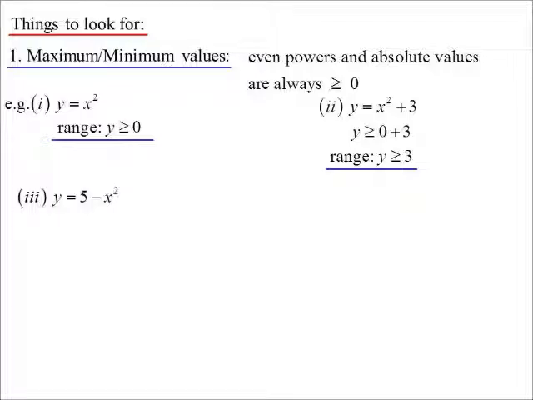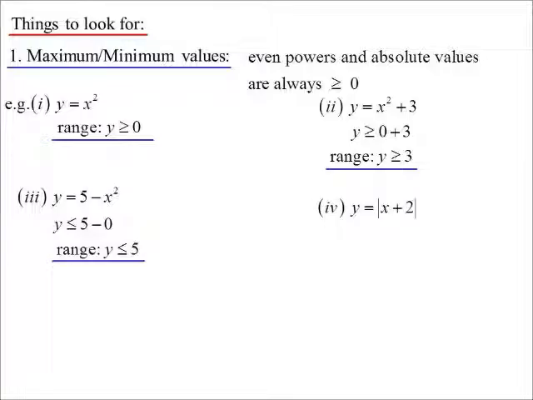5 minus x squared. Well, because I'm now multiplying by a negative, then the minus x squared is always going to give me a negative answer. So this one will always be less than or equal to 5 minus 0. So there's my range.